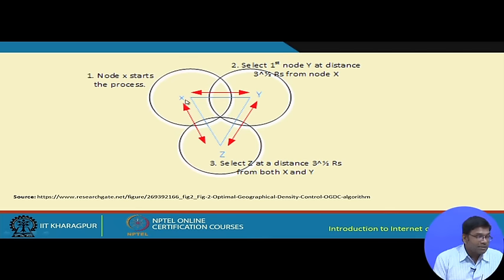So, node X starts the process. It selects the first node Y at some distance from this particular node. So this distance is what? Square root of 3 times RS. It will choose this node. Then this node Z is selected at a distance of square root of 3 times RS from both X and Y. So this is square root of 3 times RS, this is square root of 3 times RS, and this is square root of 3 times RS.